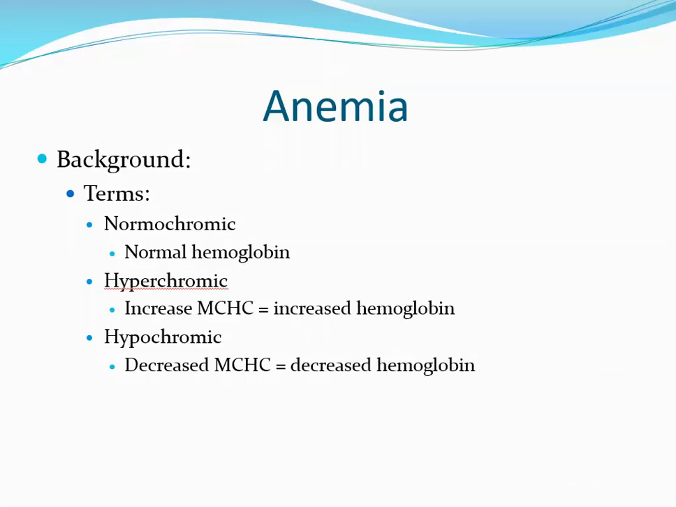A cell that is described as being normochromic has normal amounts of hemoglobin, so they would be the normal color. If they are hyperchromic, they have increased amounts of hemoglobin. This would be an increased MCHC. And hypochromic cells would be lighter than normal red blood cells because of a decreased amount of hemoglobin, represented by a decreased MCHC.